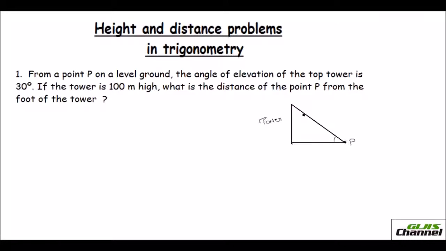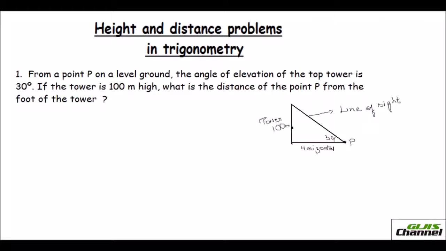There is an angle of elevation which is 30 degrees over here, from the point P to the top of the tower. So this line would be the horizontal line, and this would be the line of sight, right? Hope you have got the picture now. So what is given in the problem? 30 degrees is the angle of elevation. Fine. And they've given you the height of the tower, and that is 100 meters here.